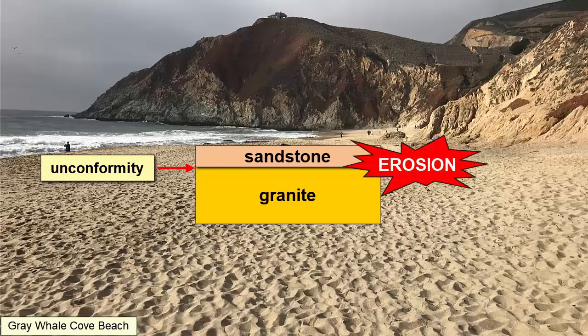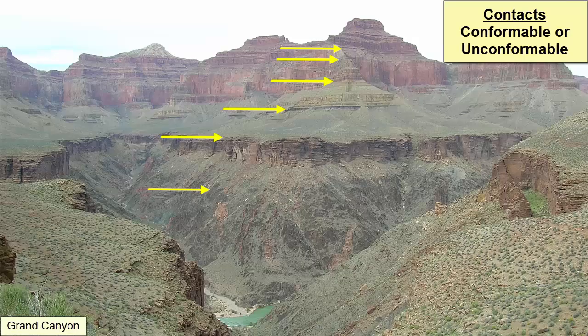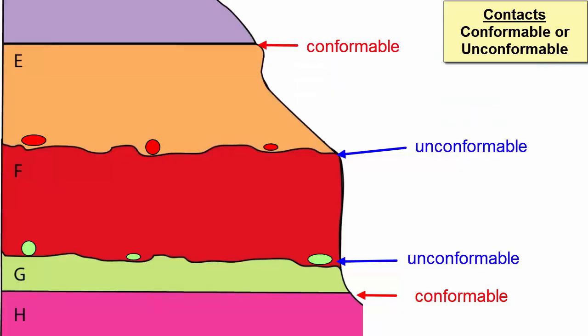An unconformity is a contact between two layers that represents a pause in deposition in an area, or when an area has been uplifted and eroded. How can we tell which kind of contact we're looking at? Conformable or unconformable? When we look carefully at the contact, if we see evidence of erosion, such as an irregular surface, excavation, or inclusions of the rocks below the contact into the rocks above the contact, we know there was erosion at work before the layer above was deposited.